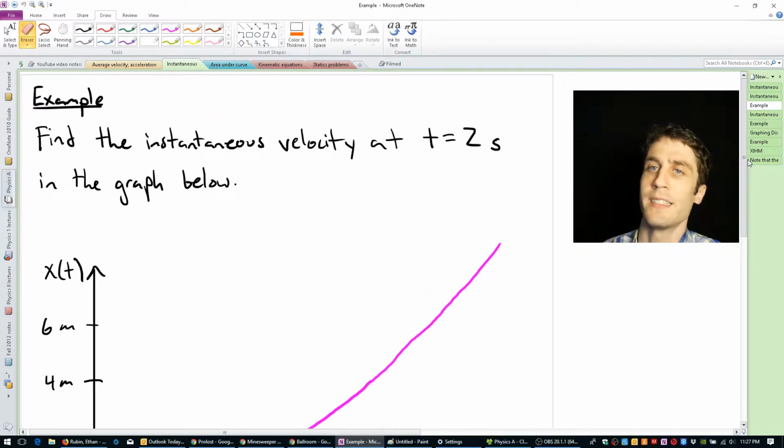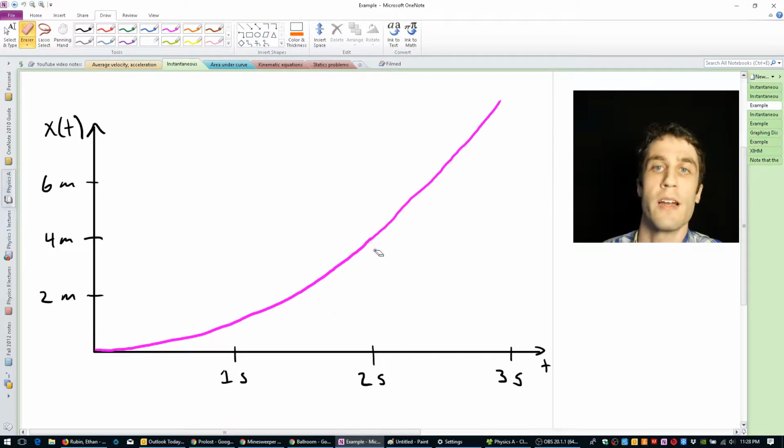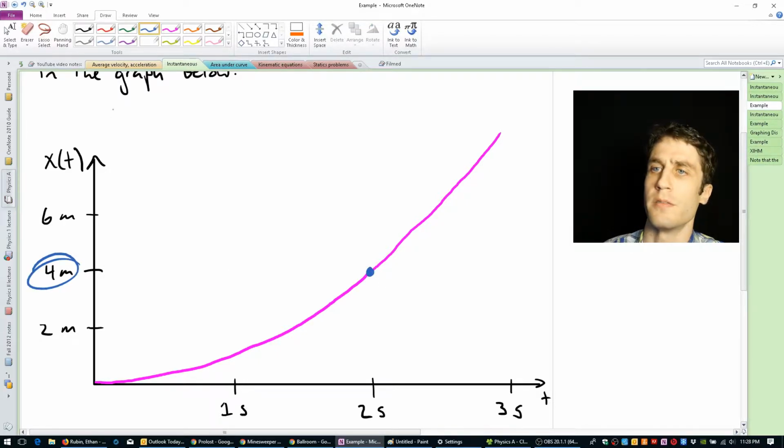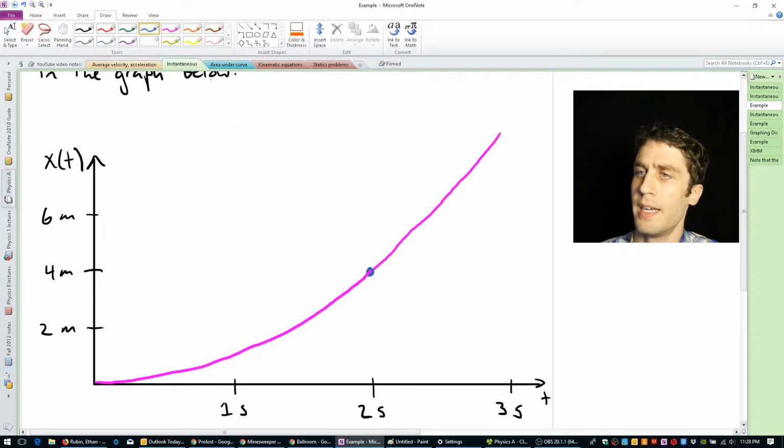Here's an example. Find the instantaneous velocity at t equals 2 seconds in the graph below. So here's a nice graph of displacement versus time. We have what's kind of a nice smooth curve, and we have it graphed through about 3 seconds. Let me start by saying that it asks for the instantaneous velocity at t equals 2 seconds. At t equals 2 seconds, it happens to be at 4 meters, but we're not going to use that information for the most part. Well, let me start by doing an approximation.